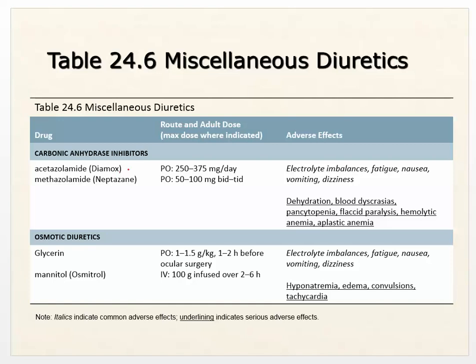Okay, so here they are, something to be able to recognize and be aware of. I don't have a prototype drug sheet for them, but acetazolamide, glycerin, mannitol. So really these are the ones that we just talked about. Acetazolamide, mannitol, or Osmitrol. Okay.